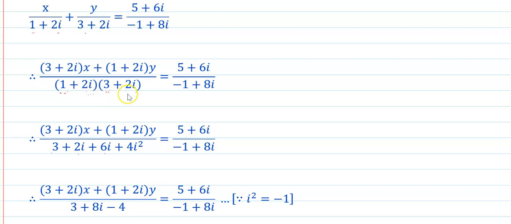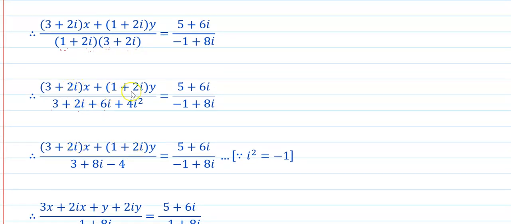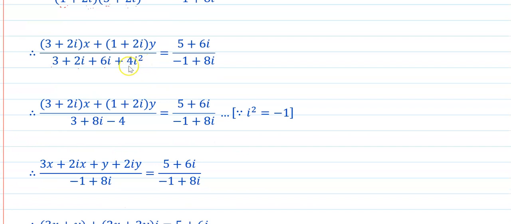2i into 2i, that is 4i square. Okay. Next, multiplication, keep the x terms and y terms as it is. That is, in bracket 3 plus 2i into x plus 1 plus 2i bracket complete into y, and 4i square is 4 into minus 1, since i square is minus 1. 4 into minus 1 is minus 4, and next 2i plus 6i is 8i. 3 plus 8i minus 4, you will get minus 1 plus 8i.